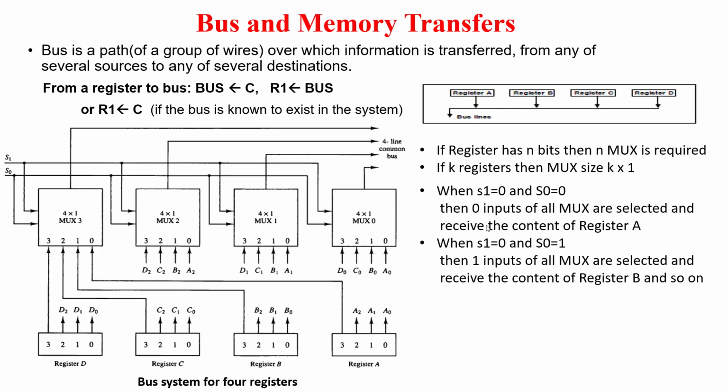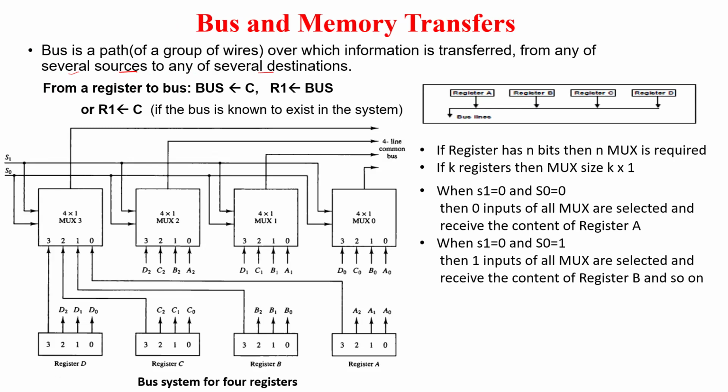So let's start. I welcome you all to this lecture, bus and memory transfer. So what is a bus? It is a collection of paths made with the help of wires. It provides paths, in groups of wires, over which we transfer the information from the source to several destinations. We can have several sources, we can have several destinations, and the same bus can also be utilized.